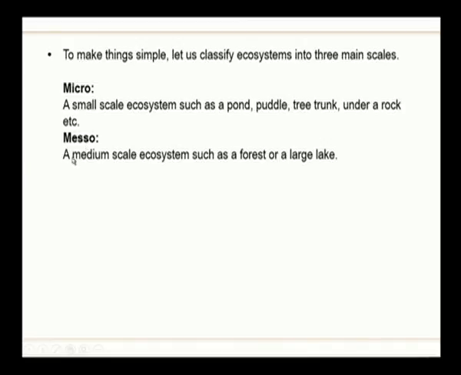So meso scale is a medium scale ecosystem such as a forest or large lakes. Meso is a medium scale of ecosystem with a larger number of organisms compared to micro scale, which is very small and finite. And when we go to meso, a lot of other abiotic and biotic members get involved, which makes the scale much bigger.